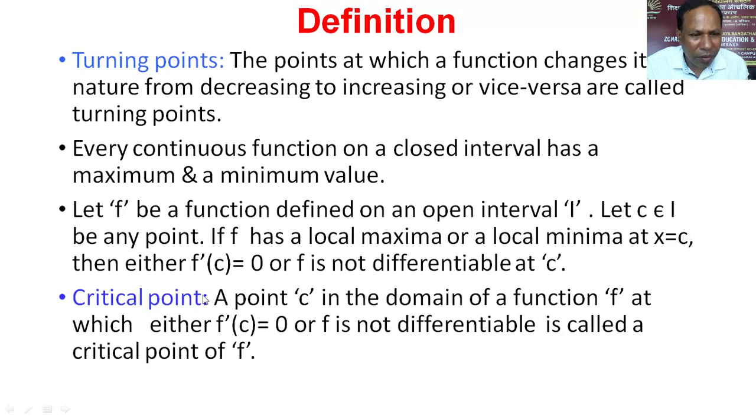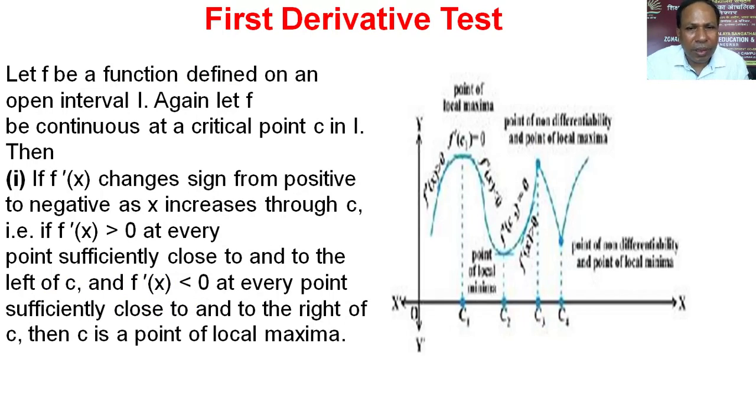And critical point. What do we mean by the critical point? A point c in the domain of a function f at which either f dash is 0 or f is not differentiable is called a critical point. So this critical point will be used for finding the maximum or minimum value of a function. A function can have one critical point or more than one critical point depending upon the degree of the function.